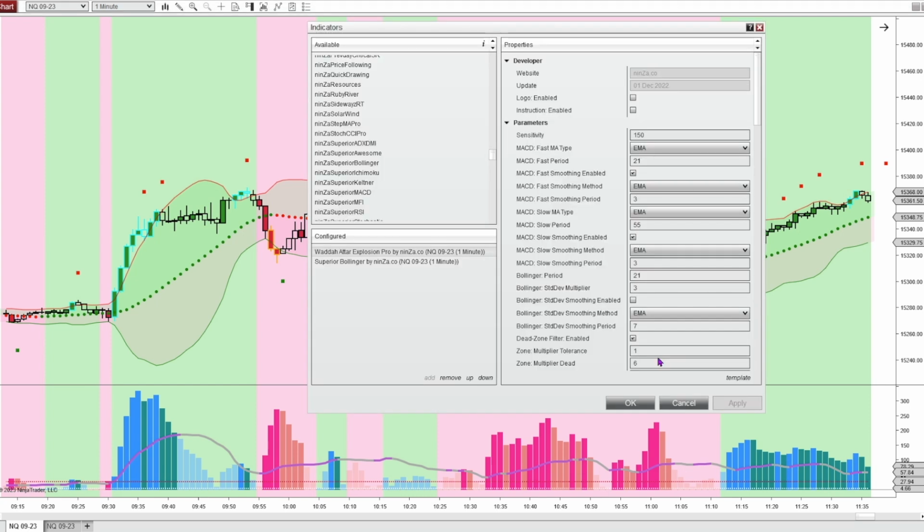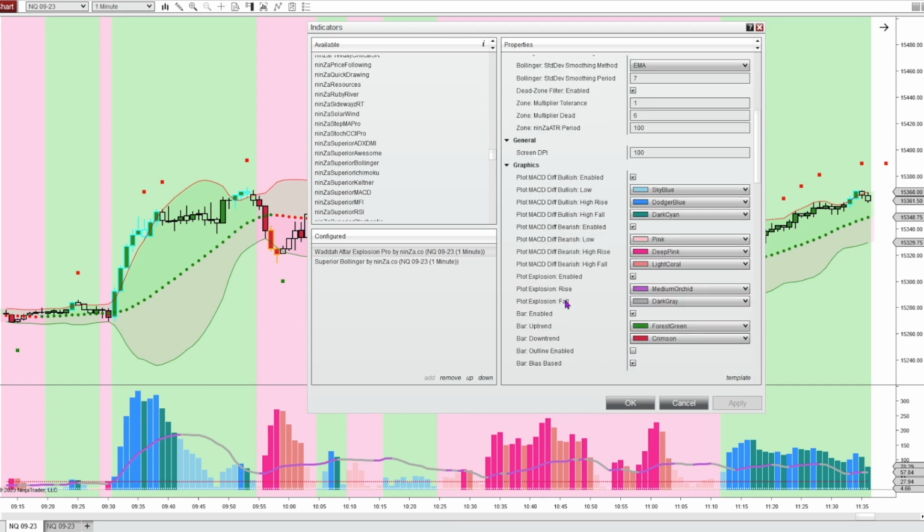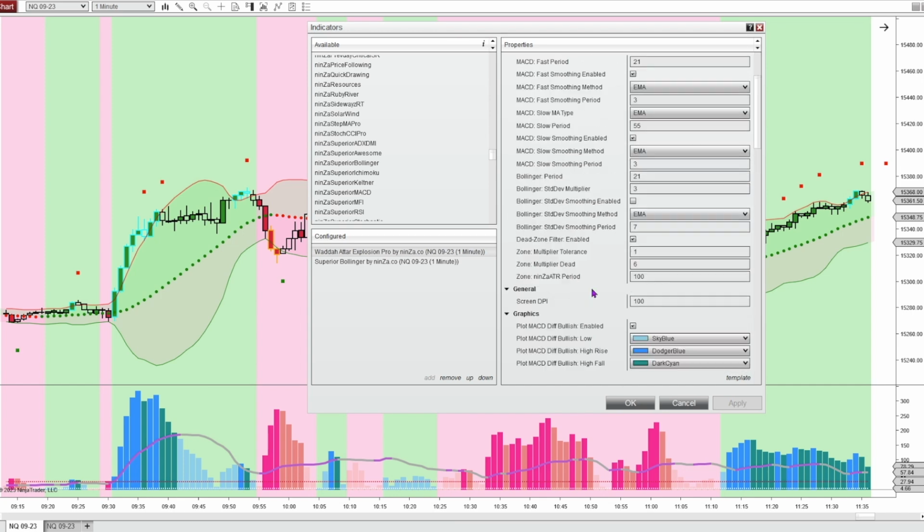So I can show you what settings I'm using on this current chart setup. I've completely changed all the MACD times, changed it all to Fibonacci numbers. So I've got 21 fast EMA, I've got a 55 slow EMA, and for the smoothing I've got 3. The Bollinger period is a 21, and the standard deviation multiplier is a 3, and the smoothing period is a 7. Just throwing in Fibonacci numbers, something I like to do. You could completely change this however you like.